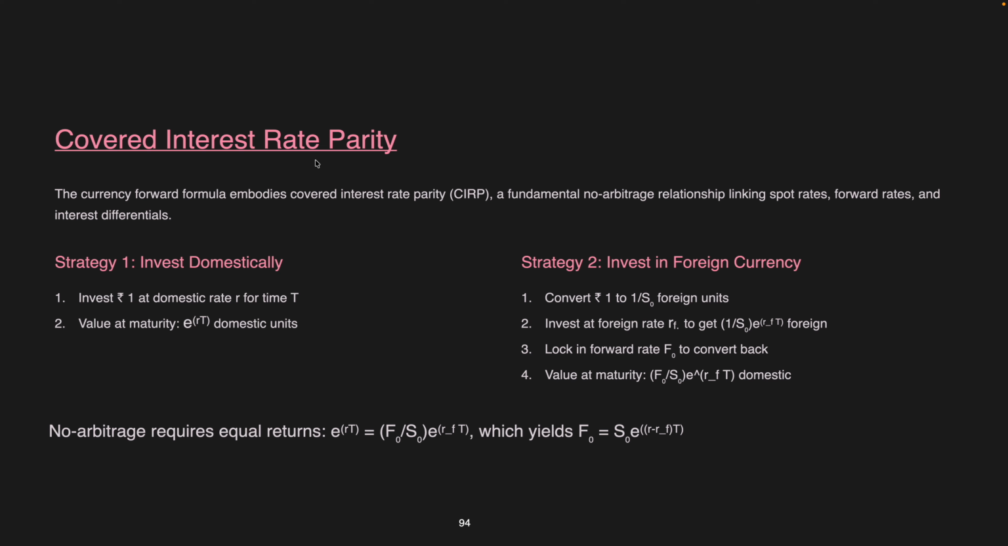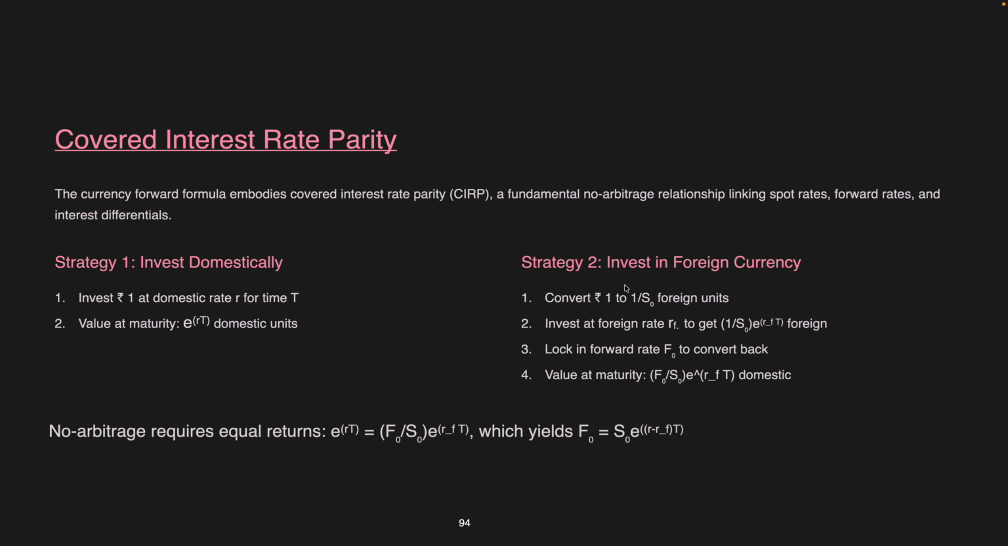Now, what is covered interest rate parity? The currency forward formula embodies covered interest rate parity, that is CIRP, a fundamental no arbitrage relationship linking spot rates, forward rates, and the interest differential. As I have explained, you can invest 1 rupee at the domestic rate of interest small r for a period of time T, and the value at maturity will be equal to e to the power of small r into capital T. This is the domestic strategy.